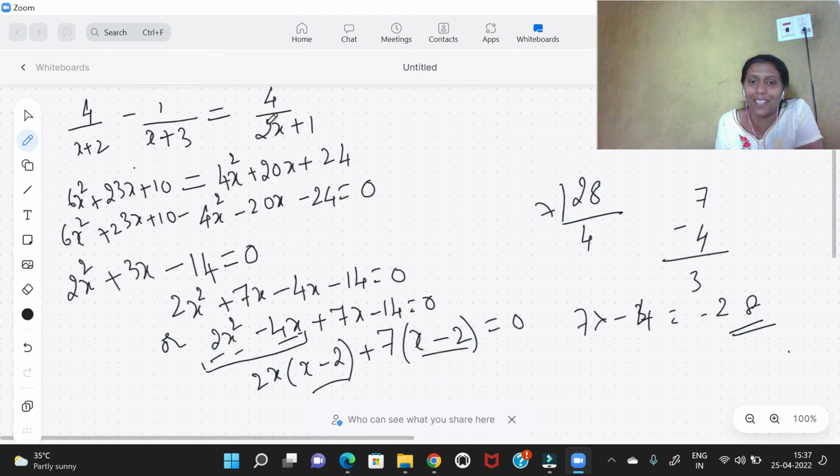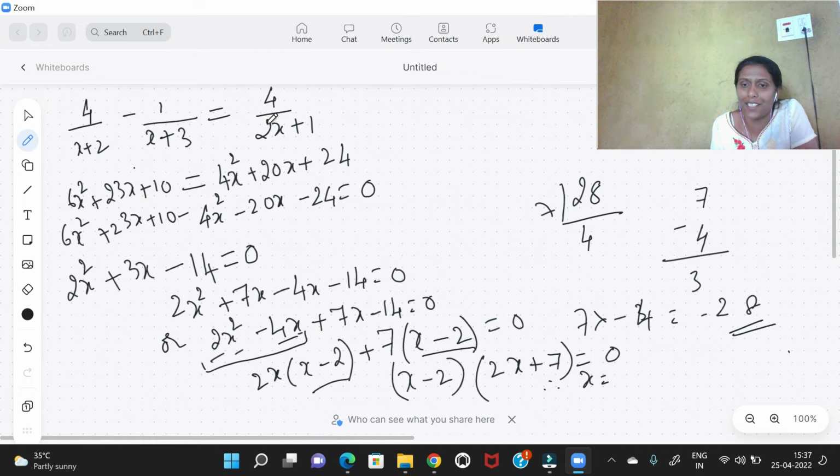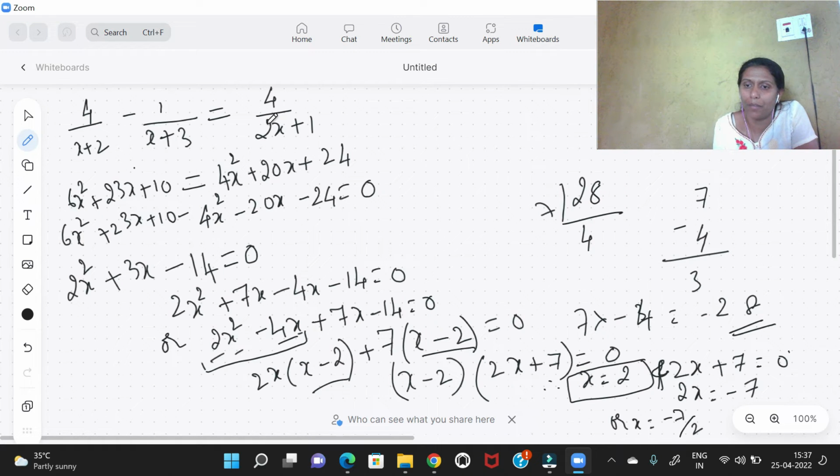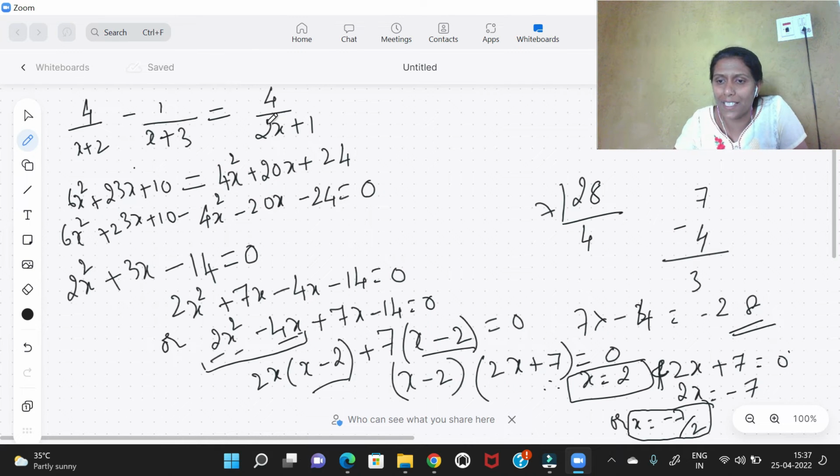Now x minus 2 itself is common. Take that out. And 2x plus 7 is equal to 0. Therefore, x is equal to 2, and 2x plus 7 is equal to 0, or 2x is equal to minus 7, or x is equal to minus 7 by 2. Yes, what are the factors now? x is equal to 2 and x is equal to minus 7 by 2 are the factors.